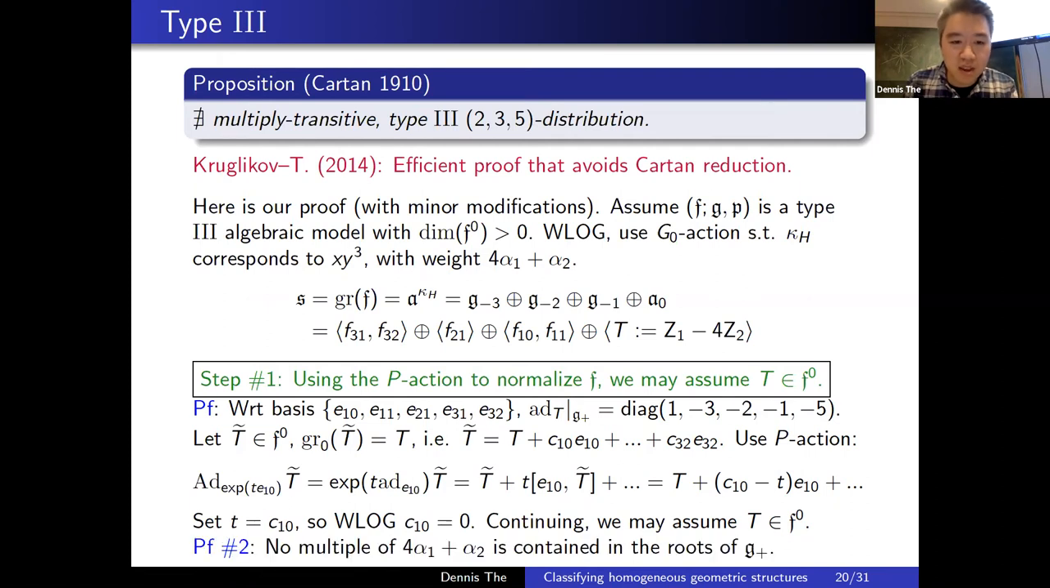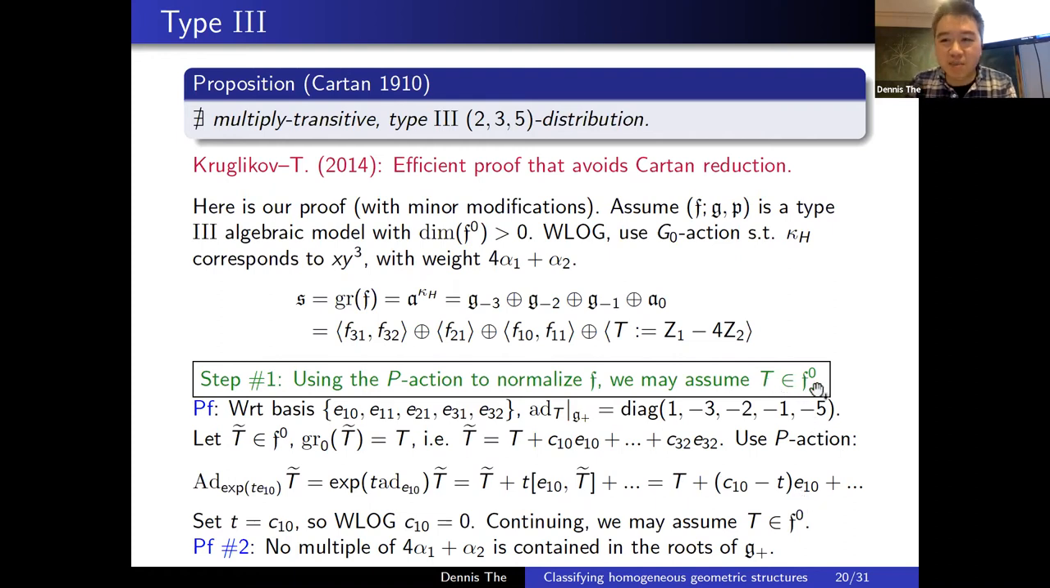associated graded level. Another way of viewing this, but effectively exactly the same thing, is to observe that no multiple of 4 alpha 1 plus alpha 2 is contained in the roots of G plus. Okay? That would be an exceptional weight because that's annihilated by T, right? So that would give a zero eigenvalue. Okay, but this weight is not in there. So I have non-zero eigenvalues, as we see up here. Okay, so summary of this computation, T is in F0.